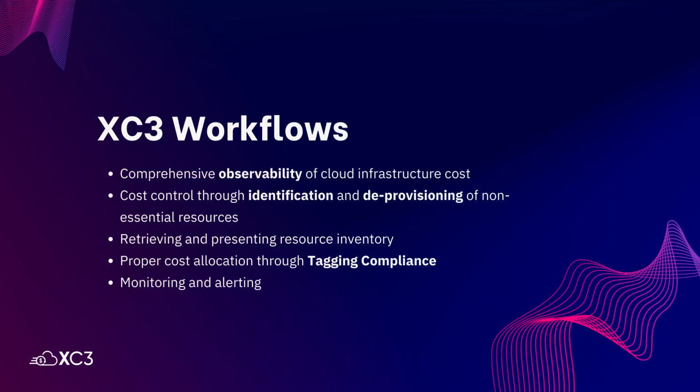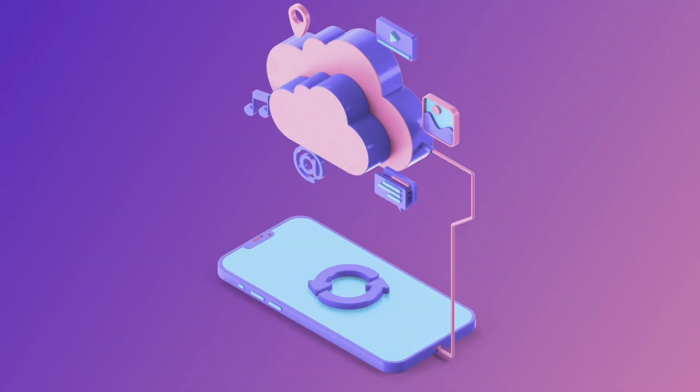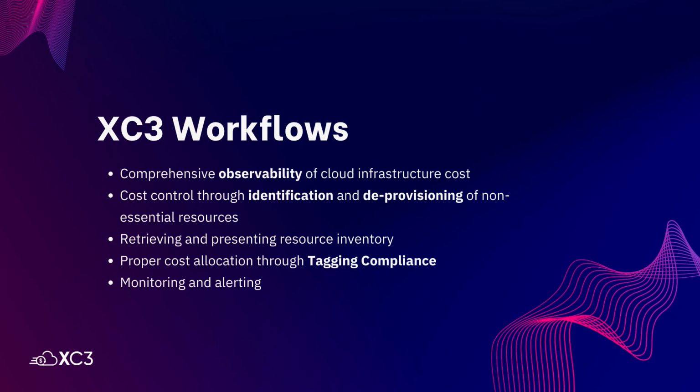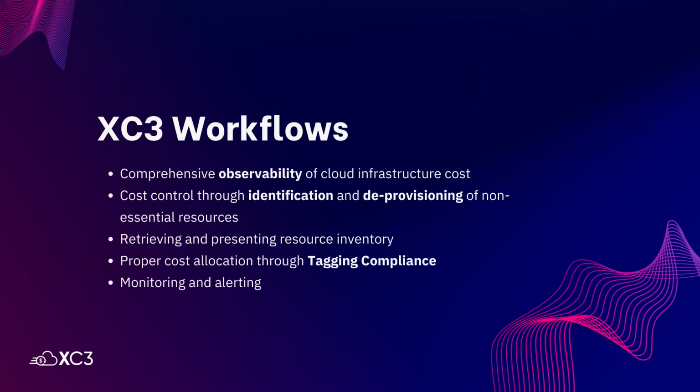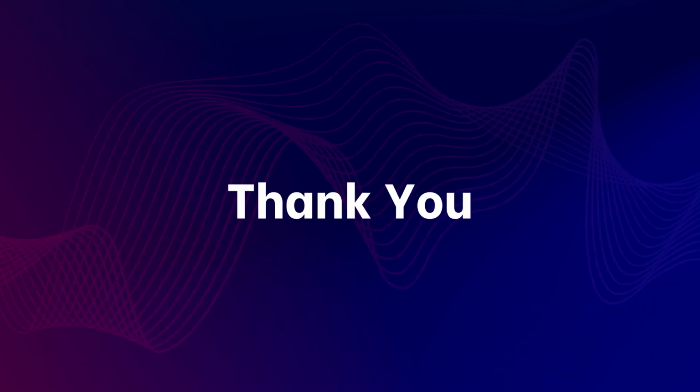Now, let's go through XC3's workflows. With comprehensive observability of cloud infrastructure cost, XC3 provides cost control through the identification and deprovisioning of non-essential resources. It helps businesses retrieve and present resource inventory, ensure proper cost allocation through tagging compliance, and also offers monitoring and alerting workflow with real-time updates of AWS account billing details through Slack notifications using dynamic policies. XC3 enables businesses to efficiently manage their cloud resources, achieve greater cost control accuracy, and gain increased visibility into their cloud infrastructure. With this, we have reached the end of our video.